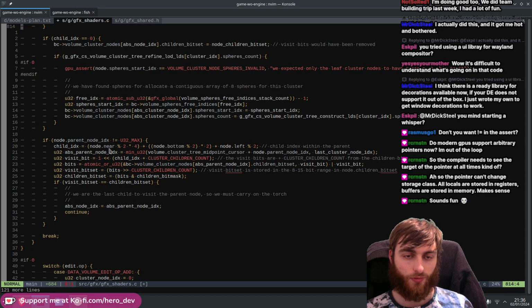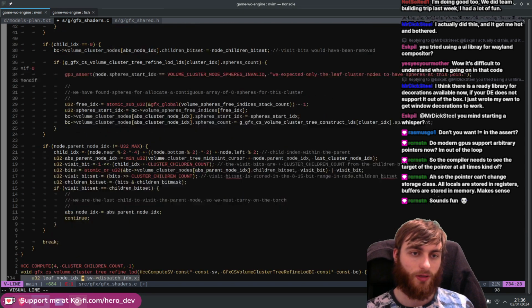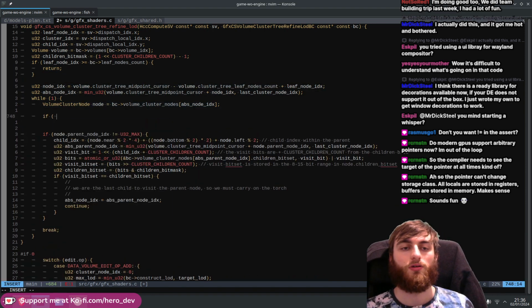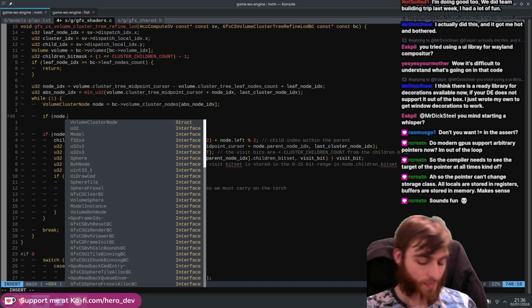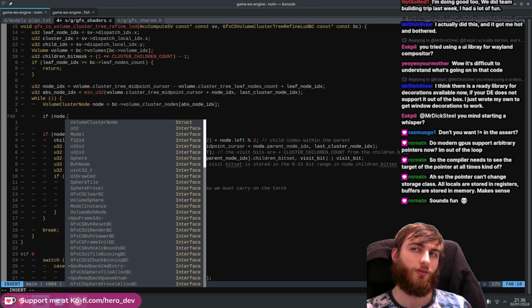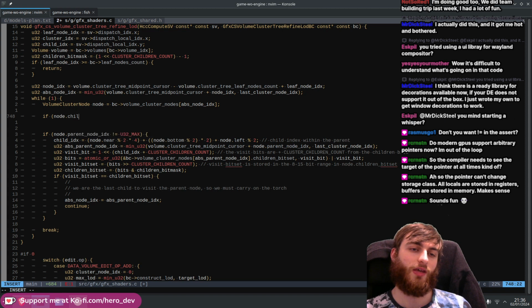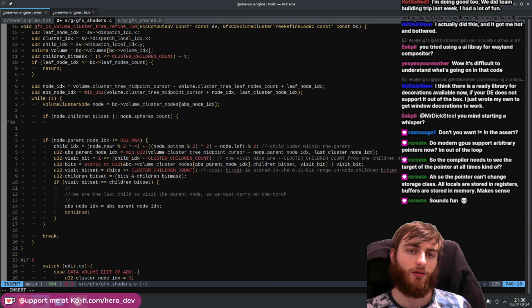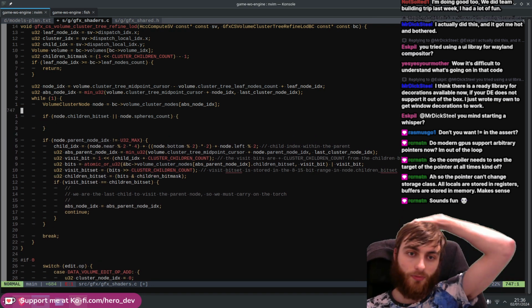So we're still on this traversal code going up the tree, but I think we just want to do a simple check. Or we just say if node, so let's go, if there's any children, or if there's any spheres, then copy the node to the proper place. And then we want to be able to do some patching also.